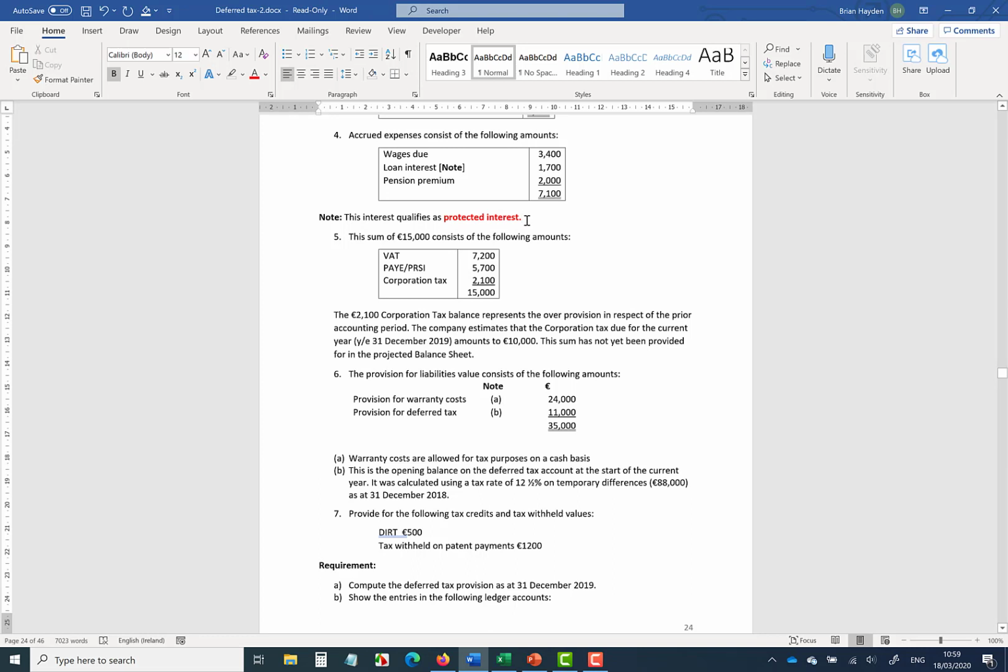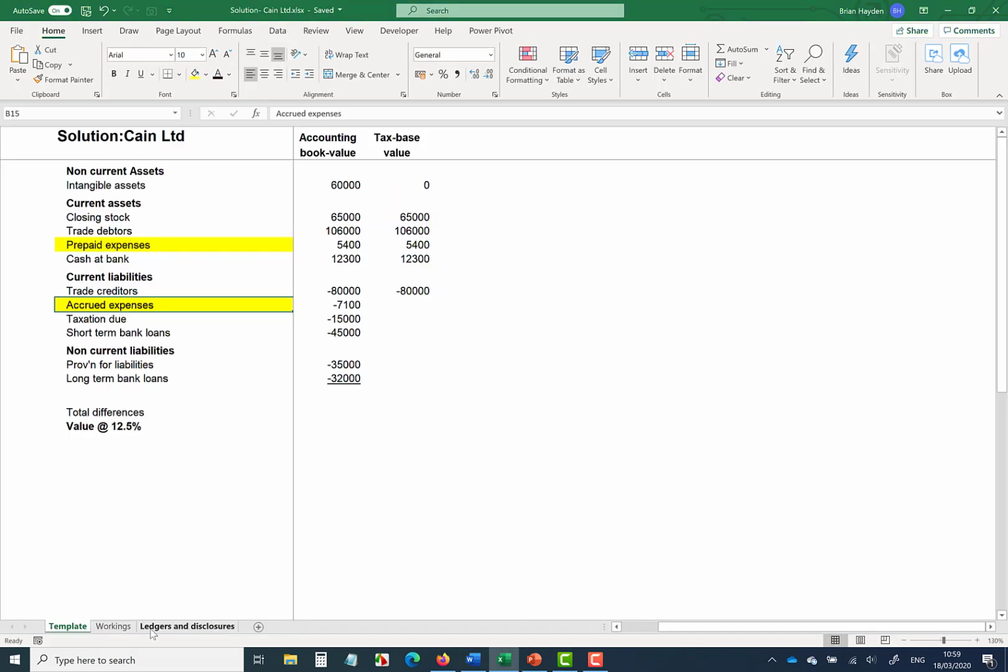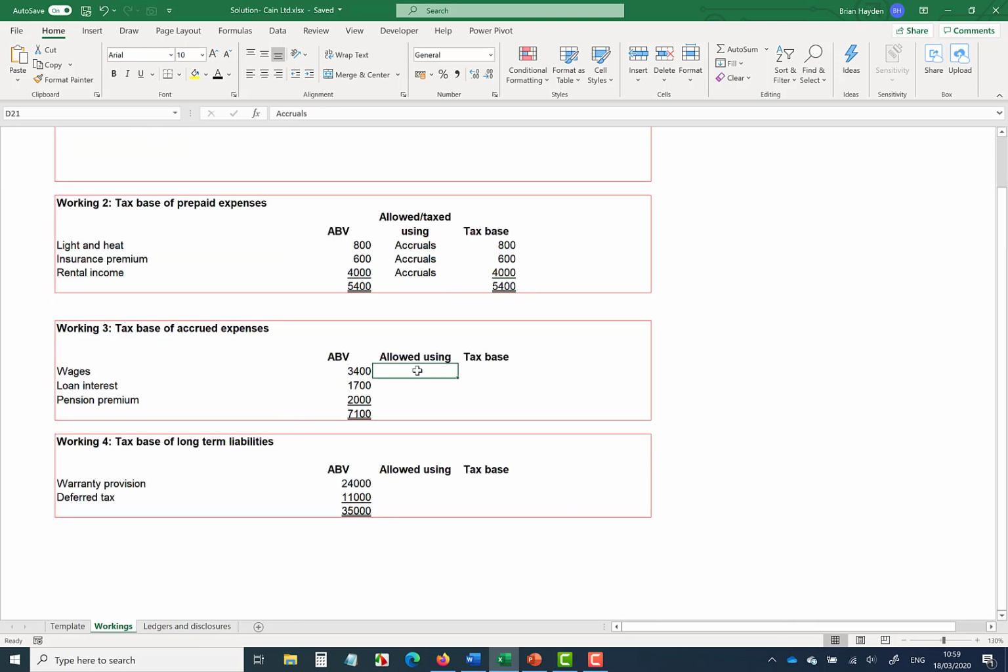So again, wages due. If you ask yourself, do I ever need to add back staff wages? The answer should be, no, I don't. They're fully allowed on an accruals basis. So that 3,400 wages due, its tax base is going to be allowed using accruals, so its tax base will match. Again, the rule says that if it's allowed on an accruals basis, tax base matches the carrying value.